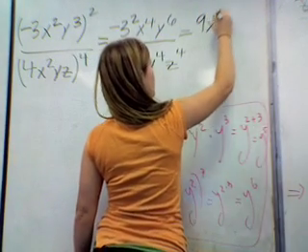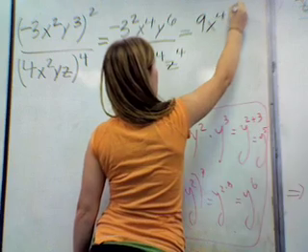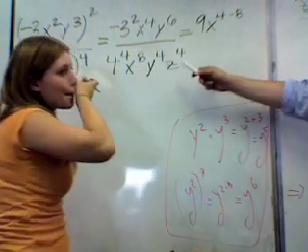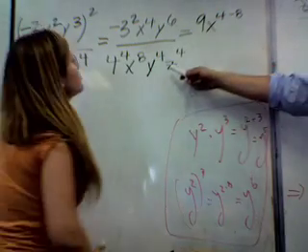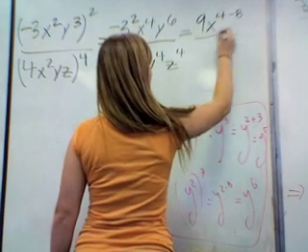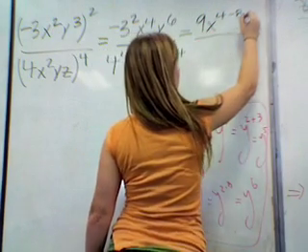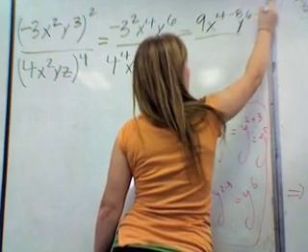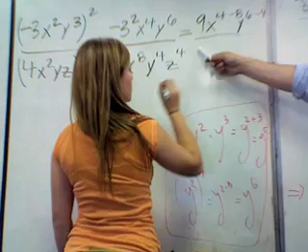X to the 4 minus 8. Why do you subtract the exponents? Because of the denominator. They have the same base, good. And y to the 6 minus 4? Yeah, y to the 6 minus 4. And there's no z on top, so you just leave the z. That's it. Now on the bottom, you're left with 4 to the 4th power.